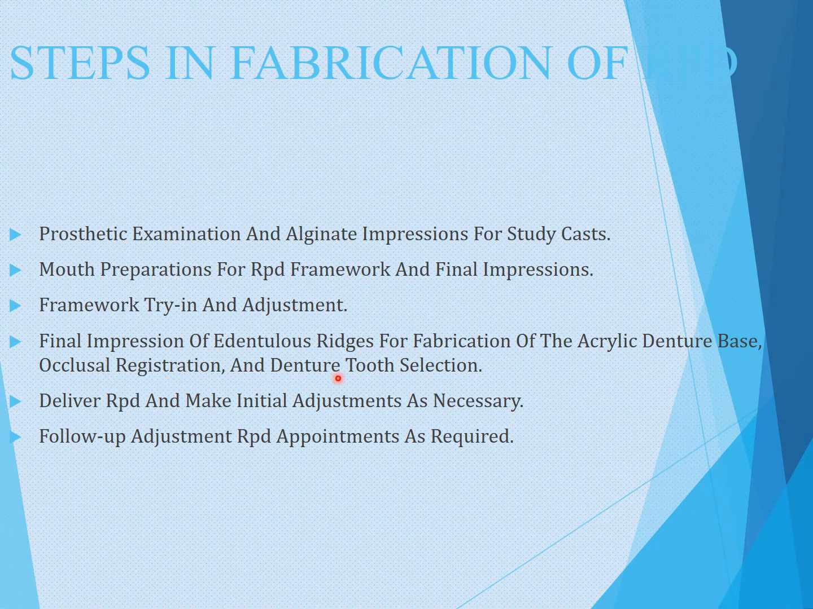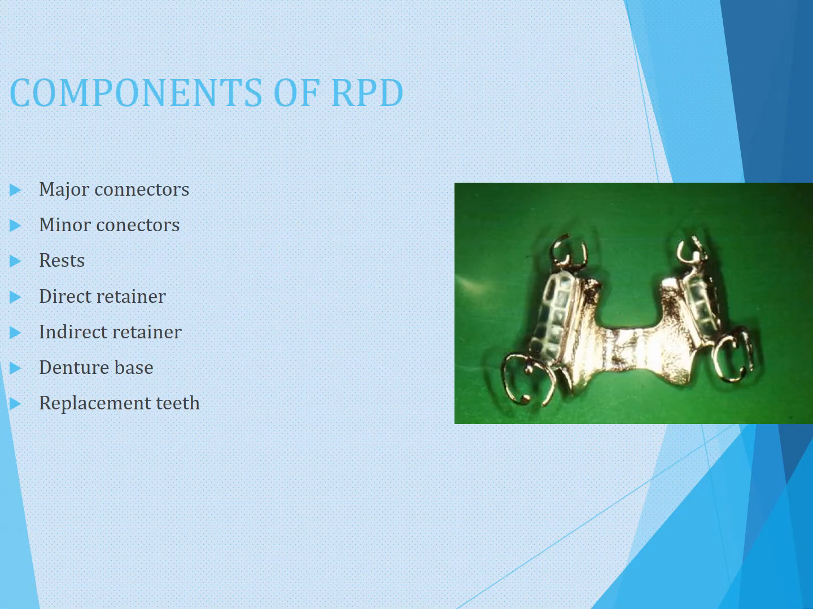Okay, and then after occlusal registration, you do a denture tooth selection, and then you do a trial, and then deliver the RPD, do the initial adjustments, and do a follow-up, guys. Okay, this is just the basic steps of fabricating. And yes, things modify and get complicated according to the cases, guys.